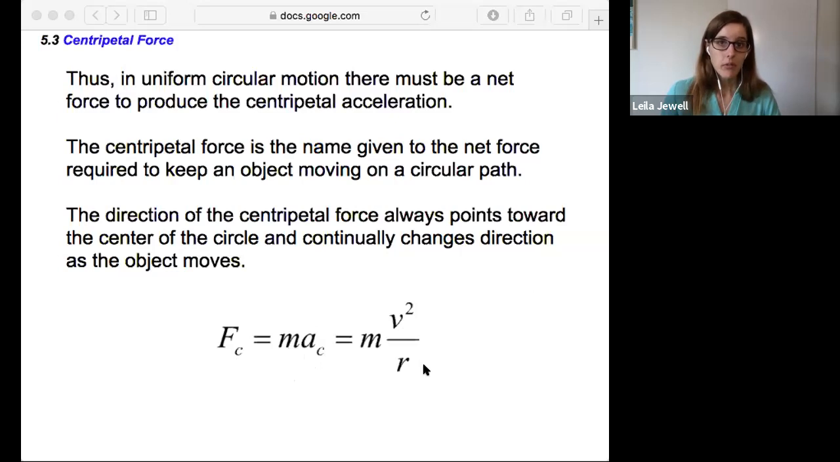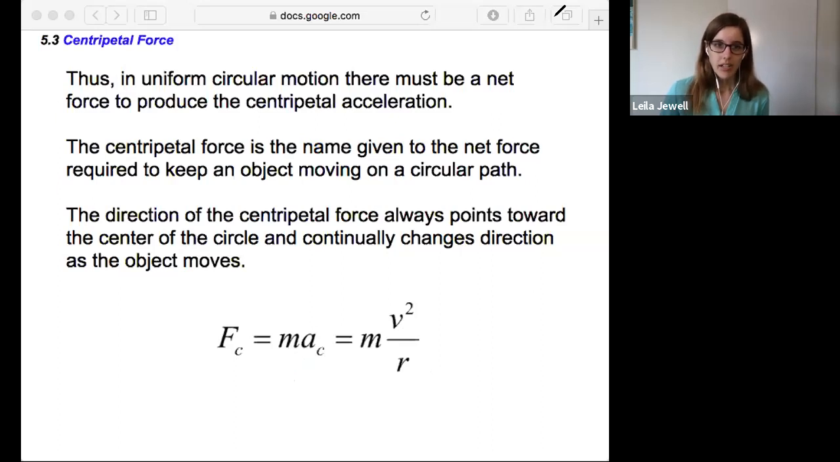So the main thing to note here is if we're traveling in a circle, we have to have this centripetal acceleration. And Newton's second law says that the net force then is equal to the mass times this v squared divided by r. All right.